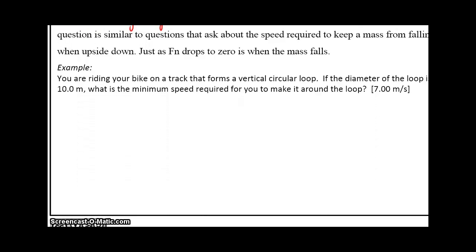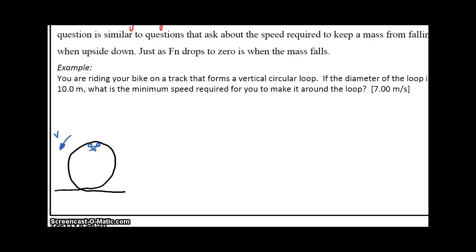Okay, so the example here is that you're riding a bike on a track that forms a vertical circular loop. If the diameter of the loop is 10 meters, what is the minimum speed required for you to make it around the loop? A picture of that is this. It's like a roller coaster kind of idea. Here's a loop, and say we have a cyclist riding a bike. The cyclist is going around the loop like this.